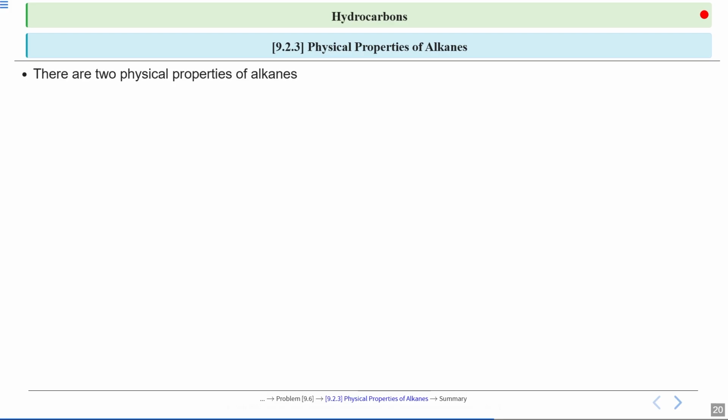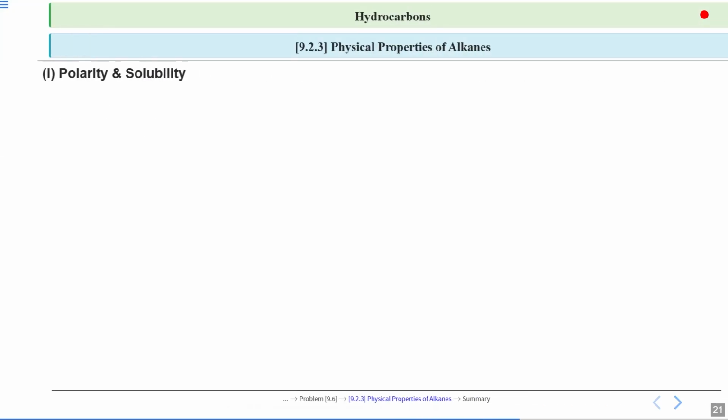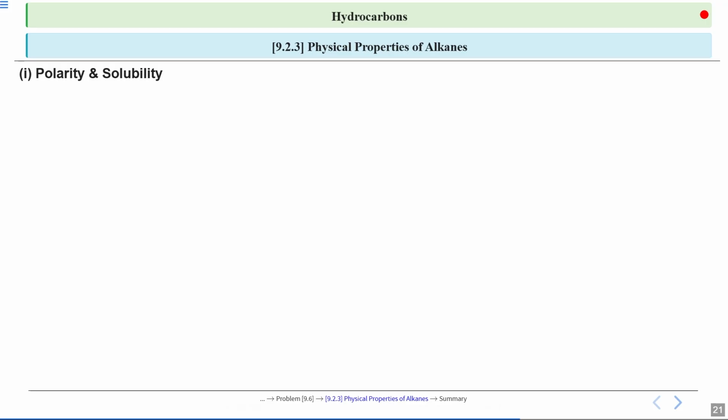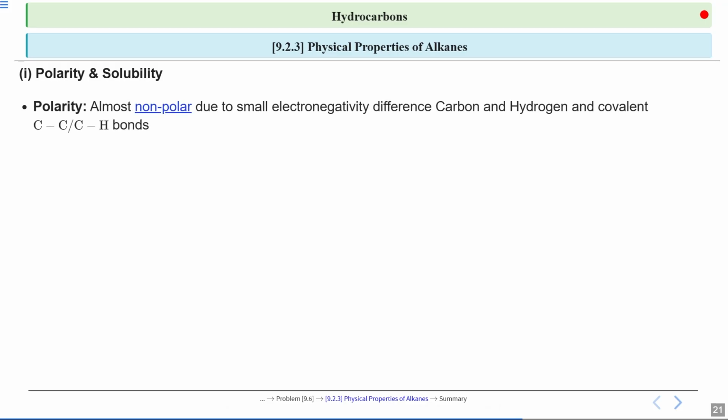Now we will move on to the physical properties of alkanes. The first one that we will talk about is polarity and solubility. They are interrelated, therefore we will talk about them in a pair. After that, we will see the boiling point. So let us discuss them in detail. Starting with the first physical property, which is polarity and solubility. Alkanes are almost non-polar. This is because the electronegativity difference between carbon and hydrogen is minimal, resulting in covalent C-C and C-H bonds. So this non-polarity affects how alkanes interact with other substances.